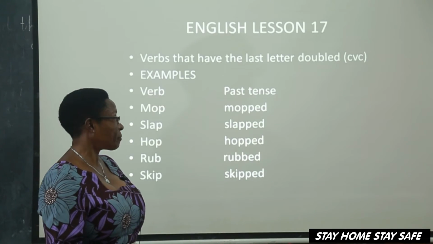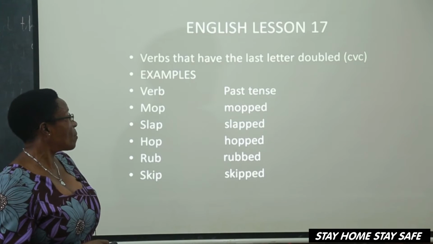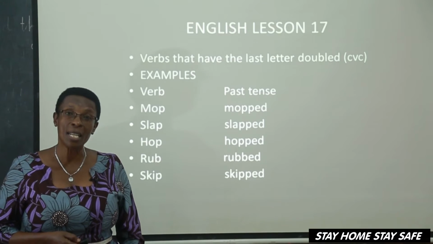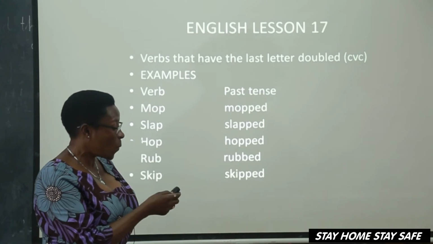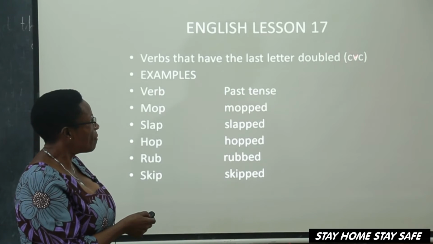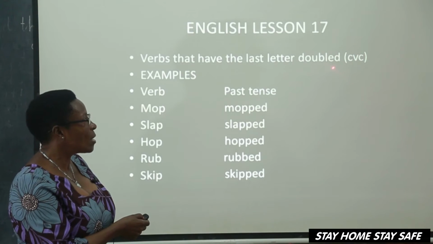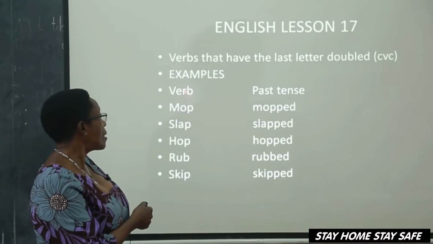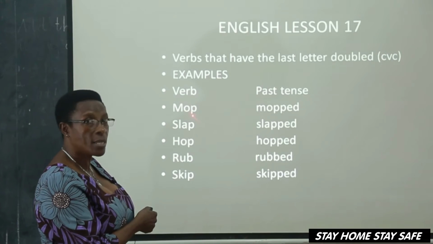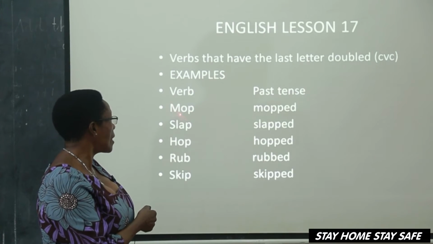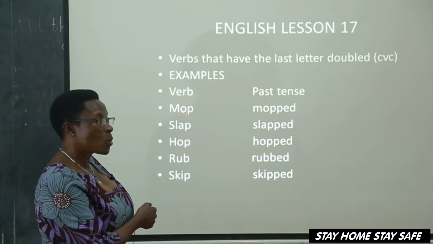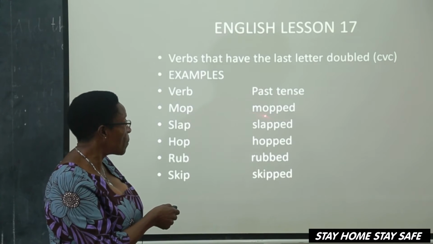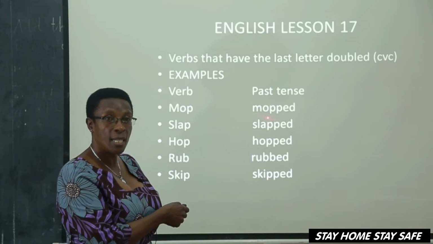Now, today, we are looking at verbs that have the last letter doubled. There are those verbs that have the last letter doubled. Why is it doubled? Because it has CVC. What is CVC? Consonant, vowel, consonant. The word ends with this: consonant, vowel, consonant. Okay? This is the consonant, this is a vowel, this is a consonant. So when a verb is like this, we double the last letter. We have doubled here before we add ed.